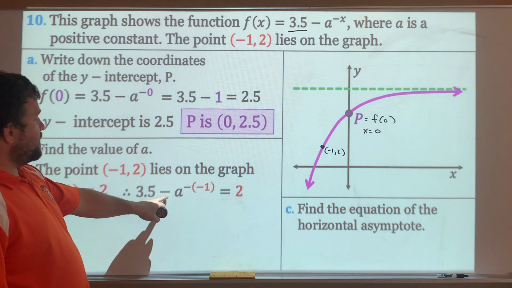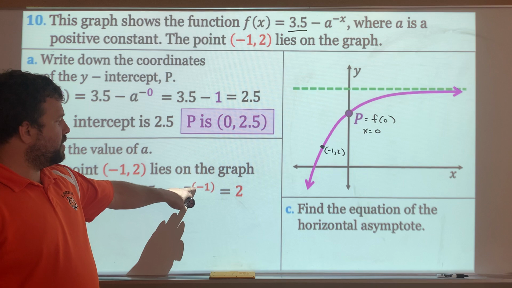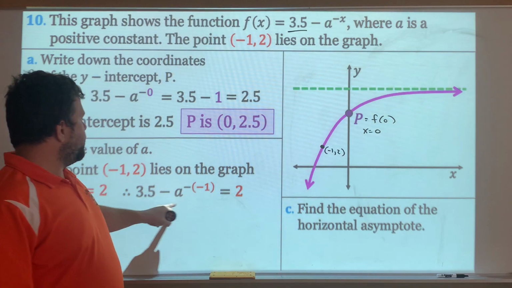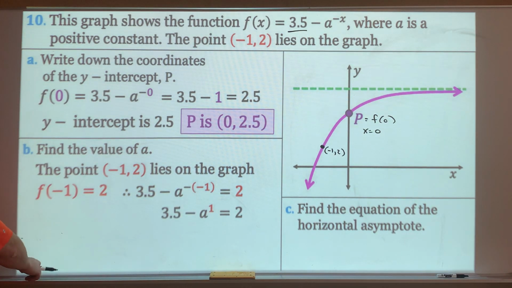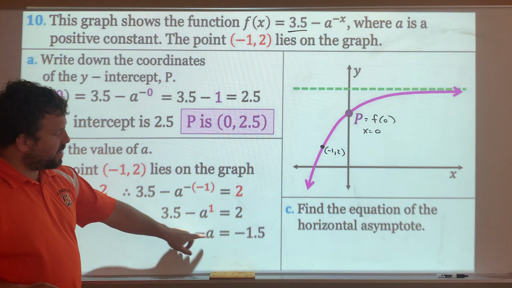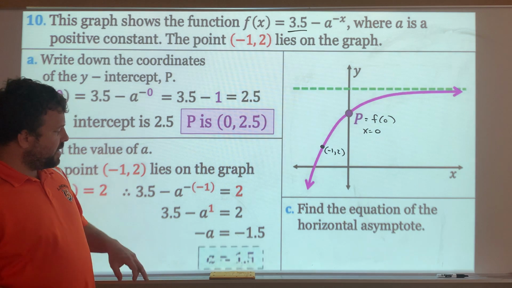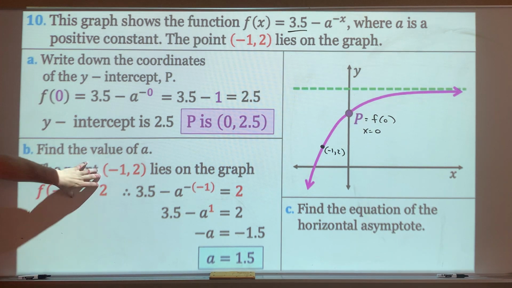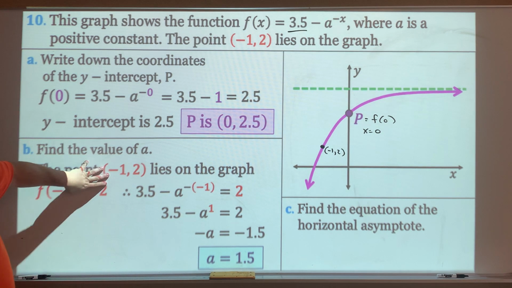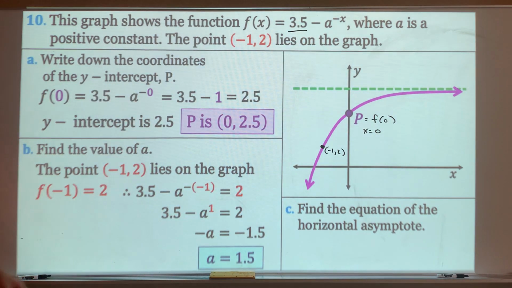3.5 minus a negative 1 times negative is a positive 1 equals 2. 3.5 minus a to the first power equals 2. You have k, so you don't have to use a system of equations. Subtract 3.5 from both sides. Negative a equals negative 1.5 because a to the first is a. A equals 1.5. So just having 1 point, you only need 1 point to solve this as long as you have your k.